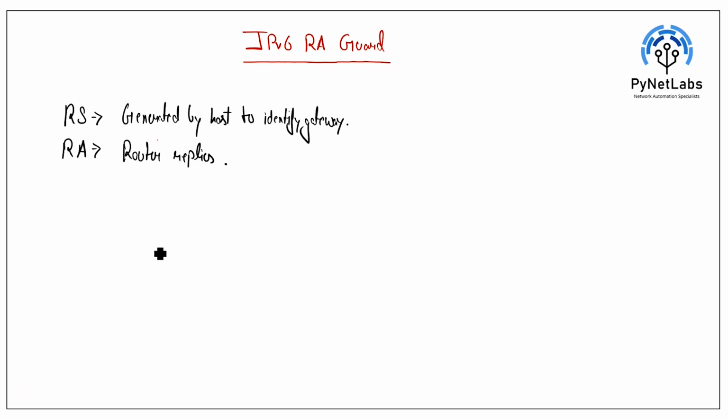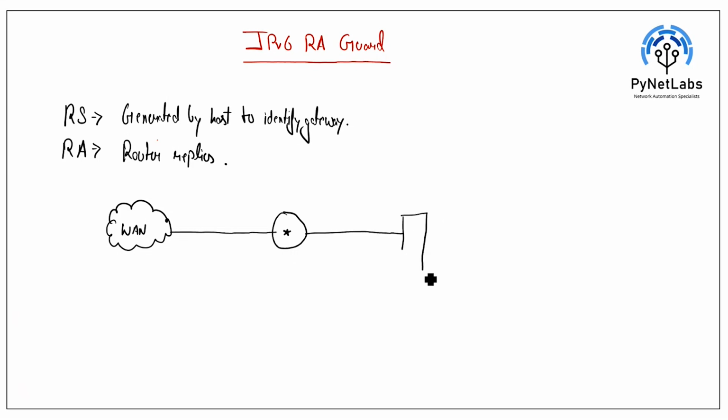For example, let's say you have a wide area network and you are connected to the internet using your router. This is your production router, and on this production router you have one switch. Let's say this is your switch, and this switch is connected to multiple users like this. Now let's say there is an attacker, a person in the middle, who connected his own device.